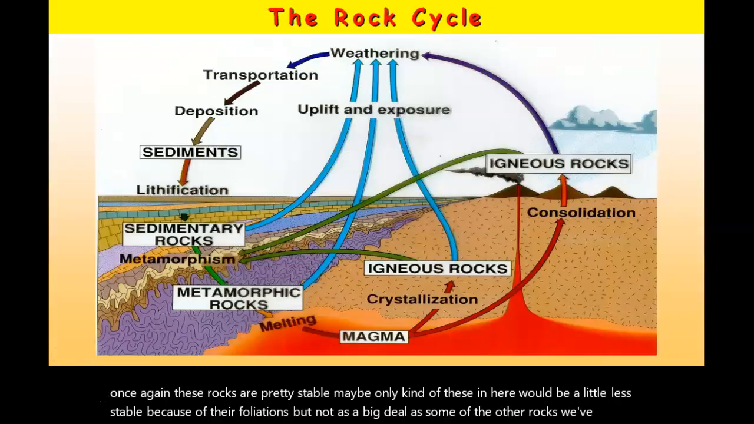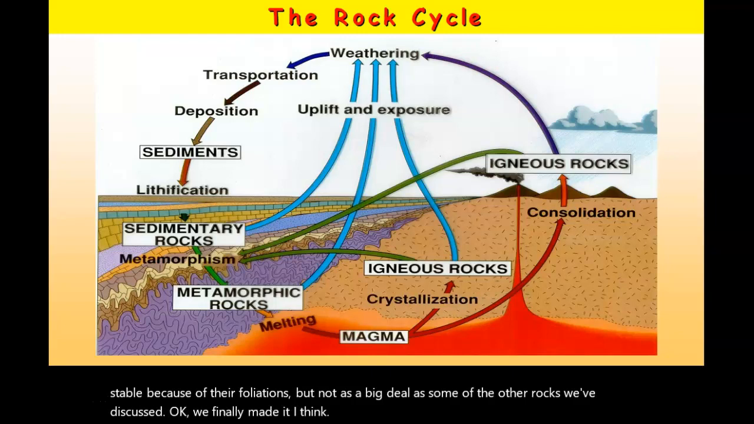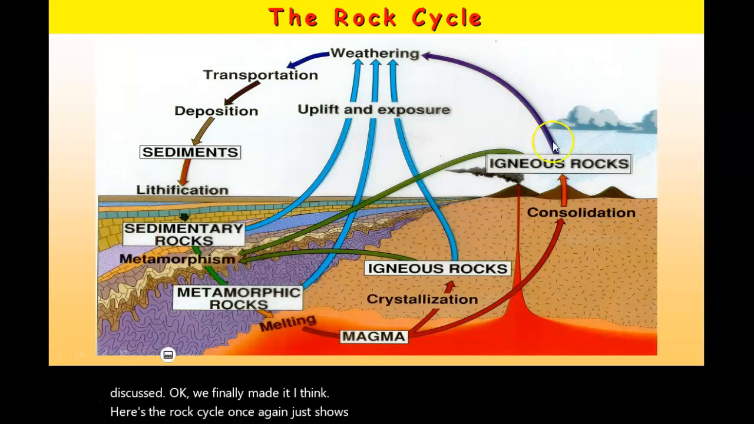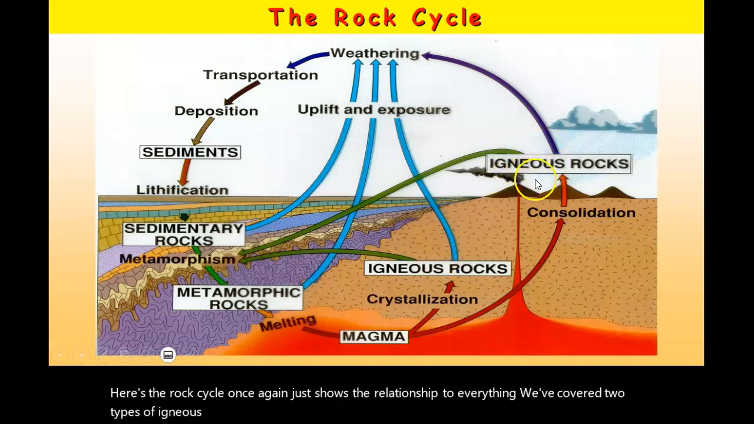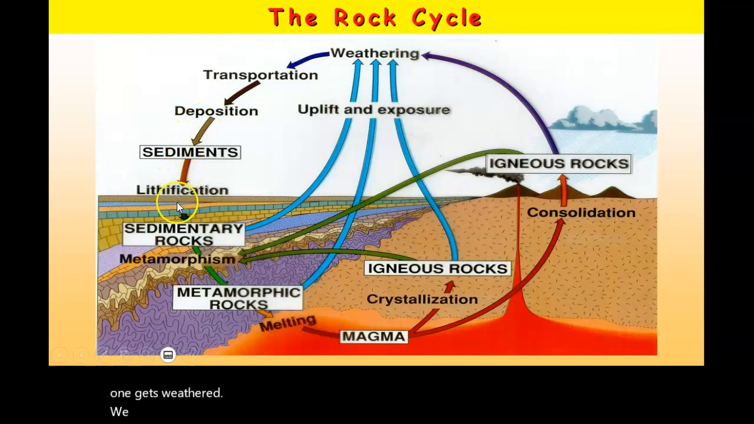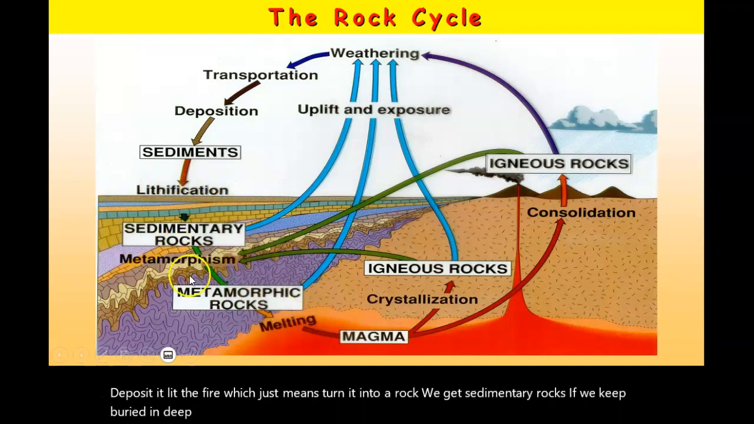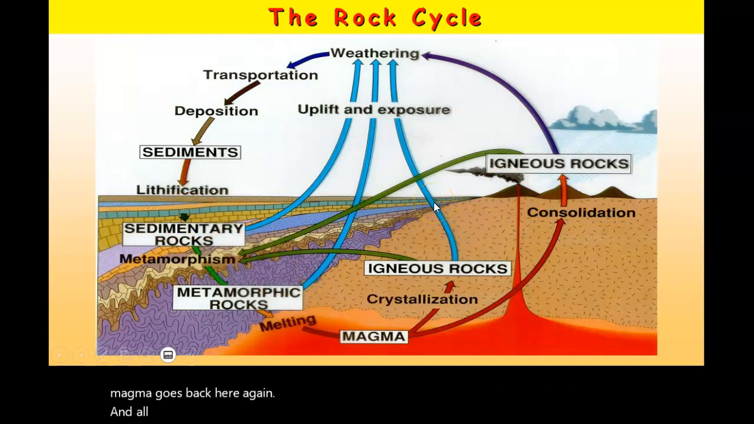Okay, we finally made it, I think. Here's the rock cycle once again, just shows the relationship to everything we've covered. Two types of igneous rocks. We have intrusive and extrusive. We weather stuff, doesn't matter which one gets weathered. We erode it, transport it, deposit it, lithify it, which just means turn it into a rock. We get sedimentary rocks. If we keep burying them deep enough, the heat can cause them to change. We keep heating them, they melt, they're magma, goes back here again, and all over the place. It's crazy.